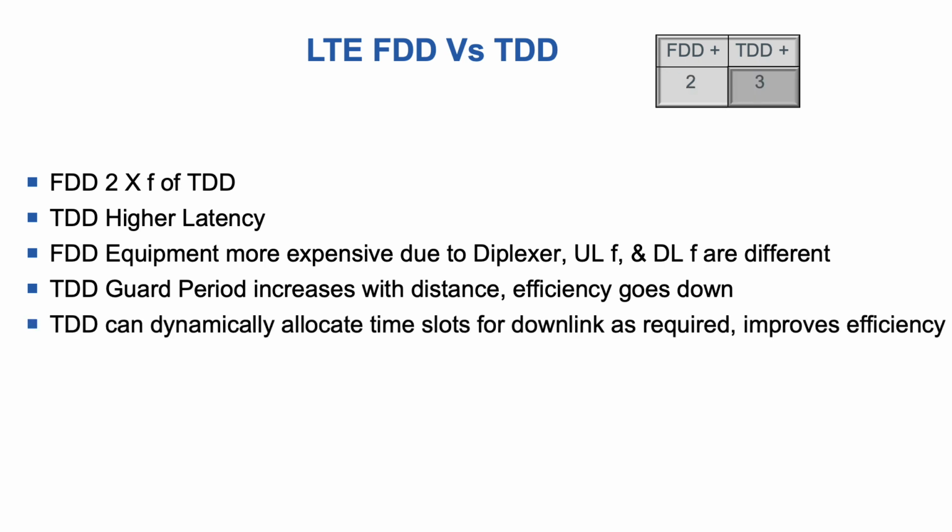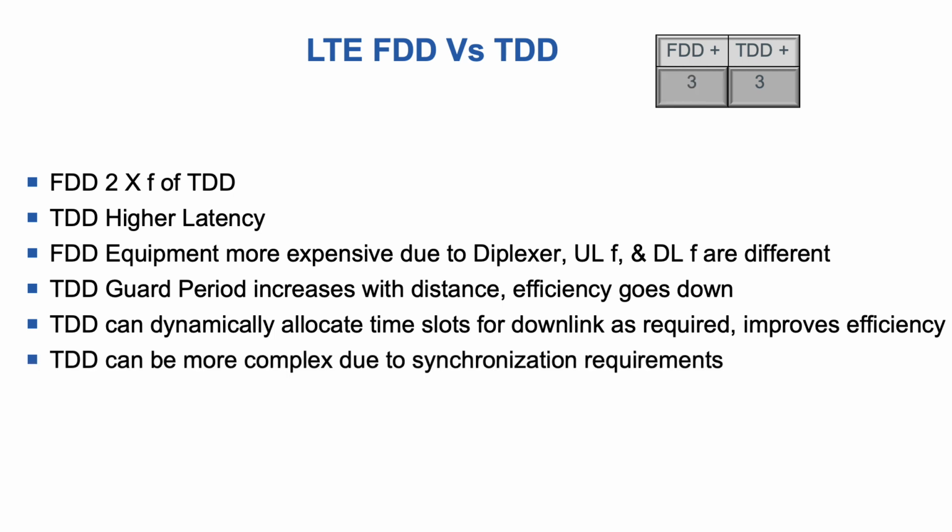Time Division Duplex can dynamically allocate time slots for the downlink as required, so this improves overall efficiency. So in this case, TDD wins. TDD, though, can be more complex due to the synchronization requirements, so in this case, Frequency Division wins. But I think you'll find today most networks will tend to deploy Time Division Duplex over Frequency Division Duplex, although many carriers will in effect deploy both technologies. It's not typically an either-or situation.